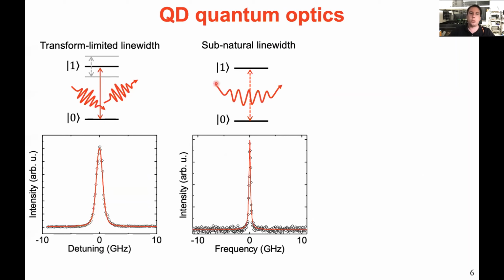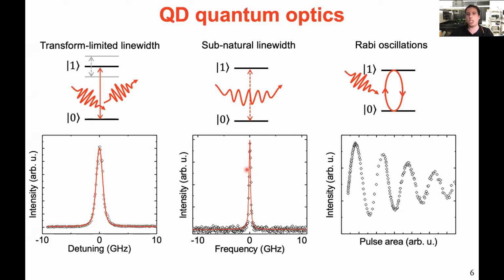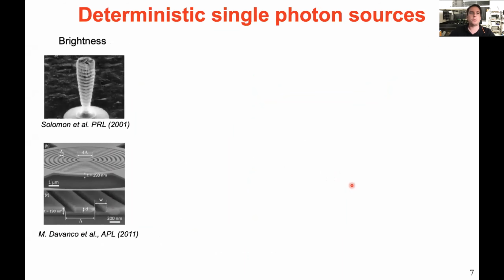Moreover, when you use a weak continuous wave excitation, you can observe the coherent scattering of the laser. So you observe photons with a subnatural line width that have the coherence and line width of the excitation laser. And if you use short pulsed lasers, you can drive coherent Rabi oscillations, which is very useful for preparing the system deterministically in a specific state.